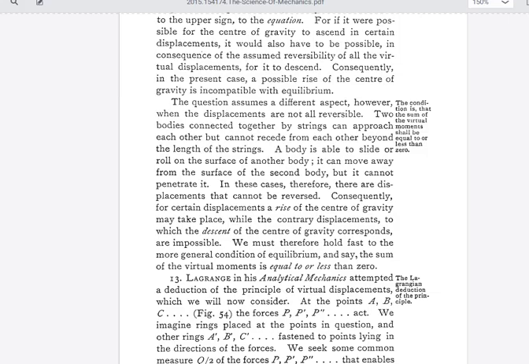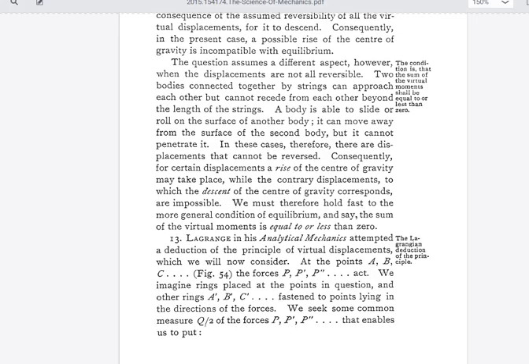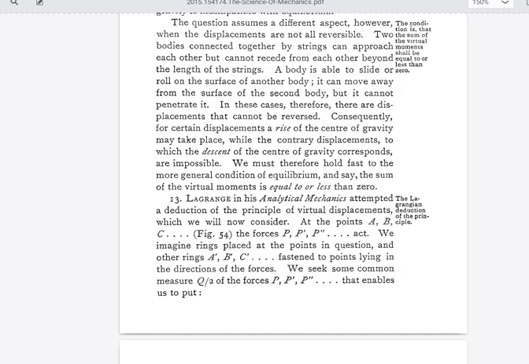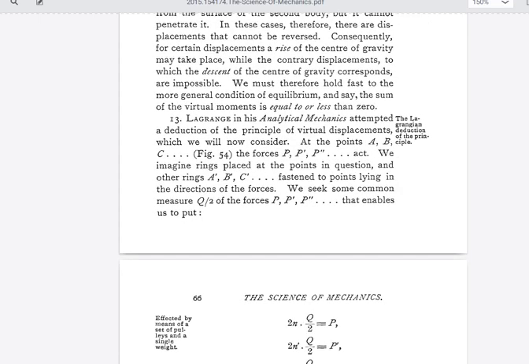Consequently, for certain displacements, a rise of the center of gravity may take place, while the contrary displacements, to which the descent of the center of gravity corresponds, are impossible. We must therefore hold fast to the more general condition of equilibrium and say the sum of the virtual moments is equal to or less than zero. Lagrange, in his Analytical Mechanics, attempted a deduction of the principle of virtual displacements, which we will now consider.